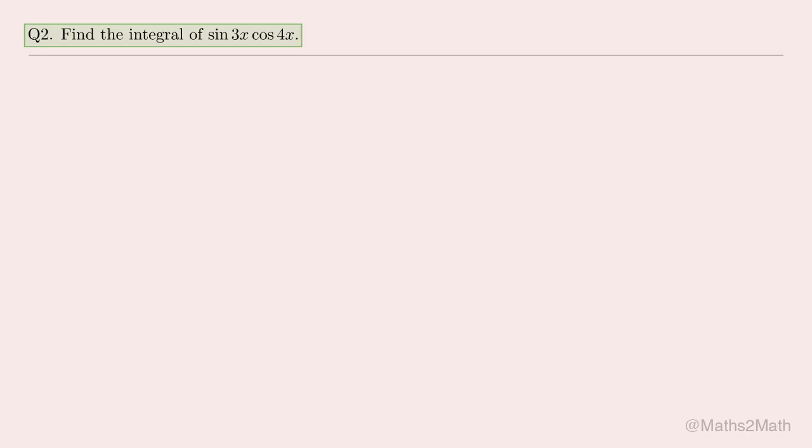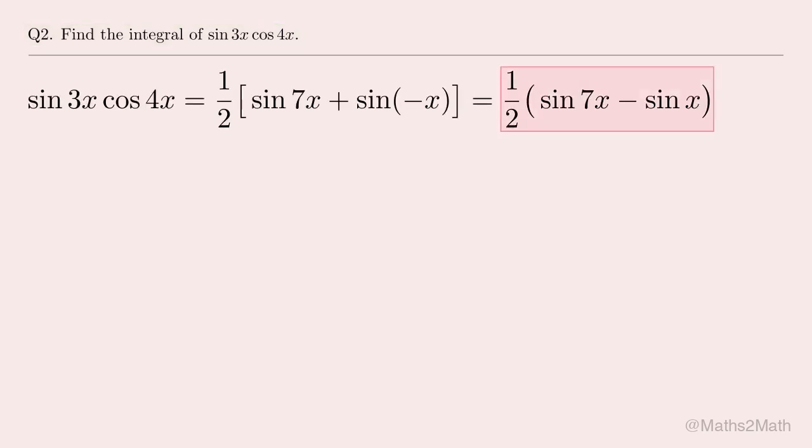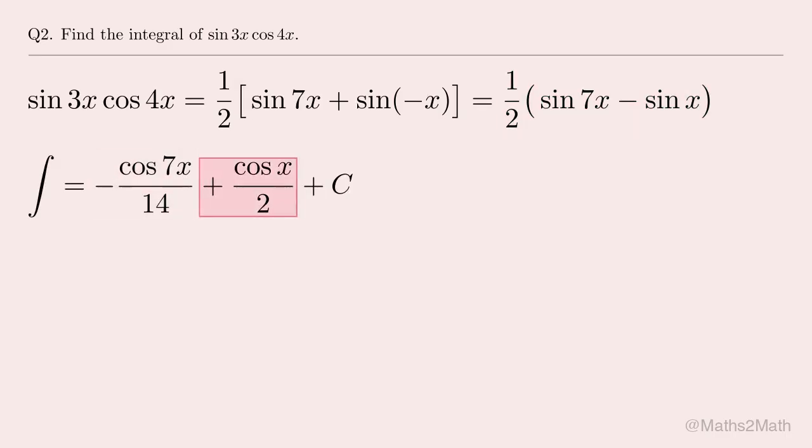Question 2. A product of sine and cosine of different angles. The product-to-sum formula splits it. 2 sine cosine is sine of the sum plus sine of the difference. Integrate each sine.